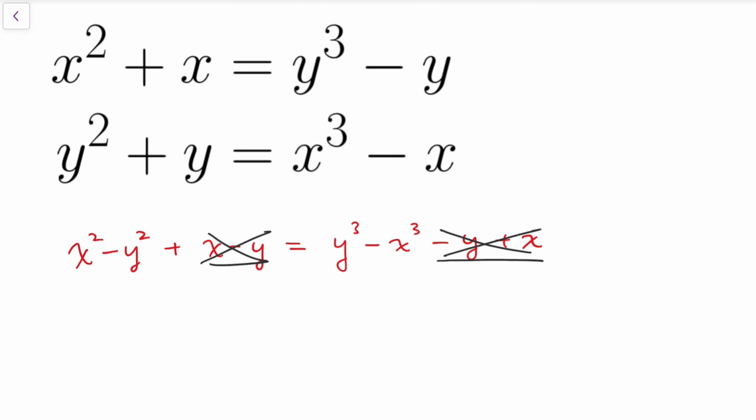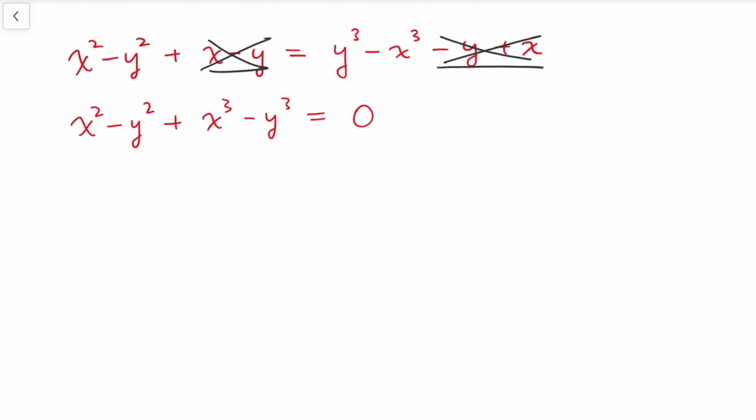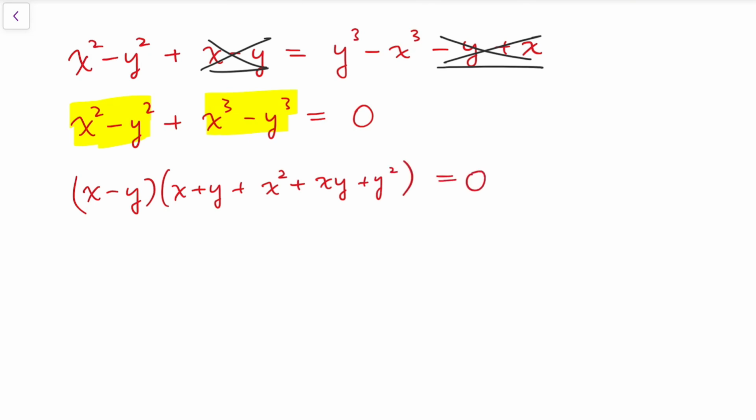Next, I'm going to move y cubed minus x cubed to the other side. So both parts start with x. And then for each part, there's a common factor of x minus y. I'm going to take it out. So either we have x minus y equals 0, and that means x equals y, or it's the other expression that equals 0.